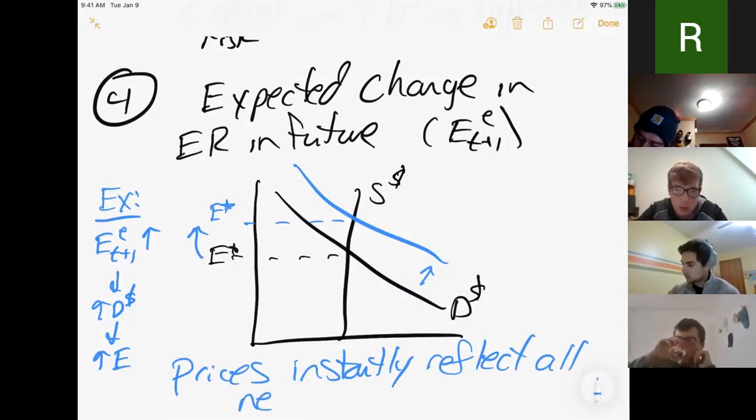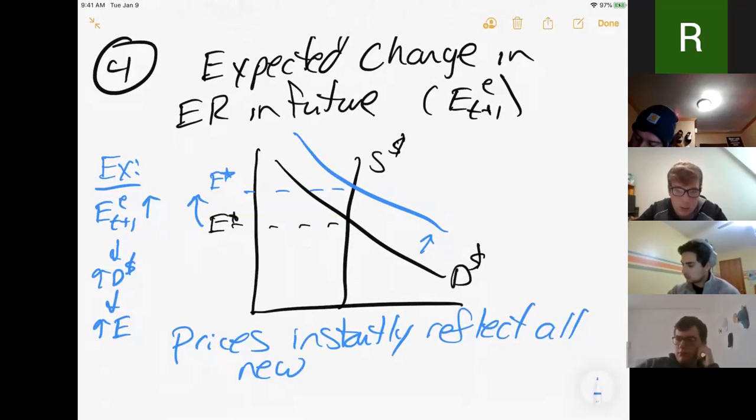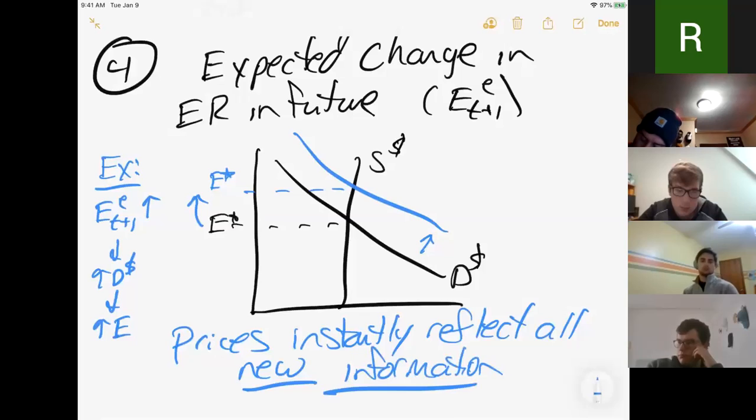And this is something that we know about how markets work. Prices instantly reflect all new information. So it's the new information that matters. So if the market thinks that exchange rates are going to go up in the future, what happens? They go up right now because the price is instantly reflecting what you think is going to happen. It is reflecting all new information.